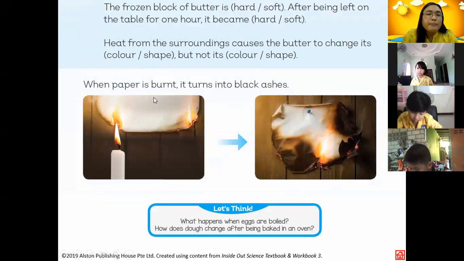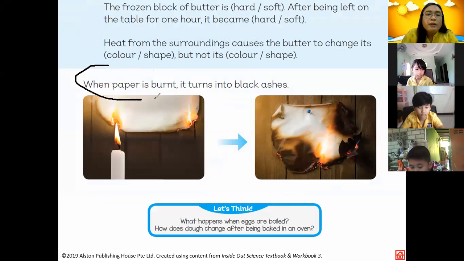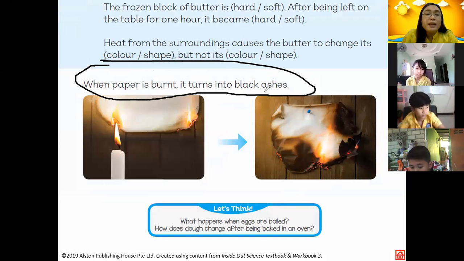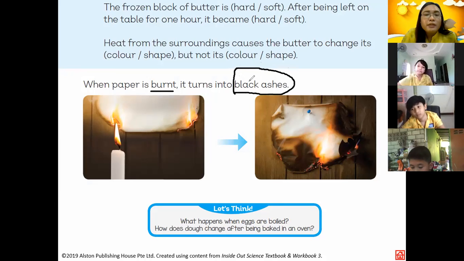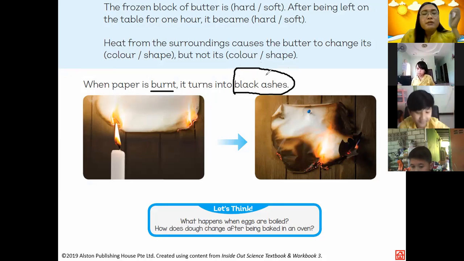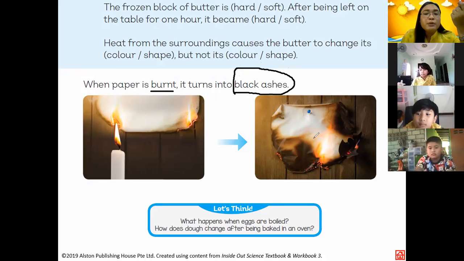We have a paper. When paper is burnt, it turns into black ashes. Imagine, class, if you have a fire, let's say a candle, and you burn the paper, what happened to the paper? It burned and it became black ashes. Very good. So when you burn the paper, it will turn into black ashes.